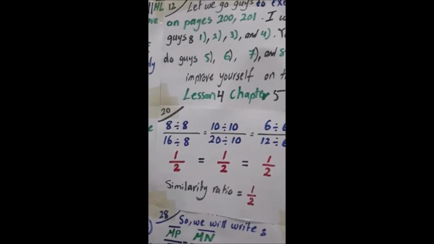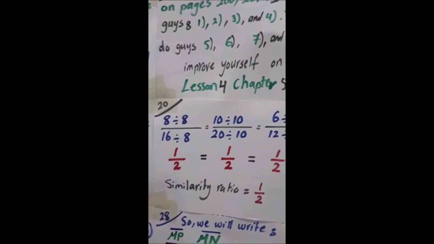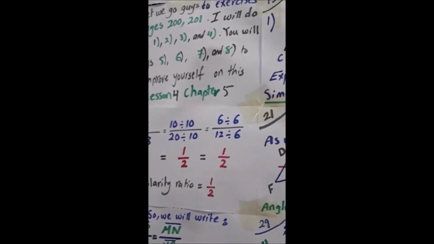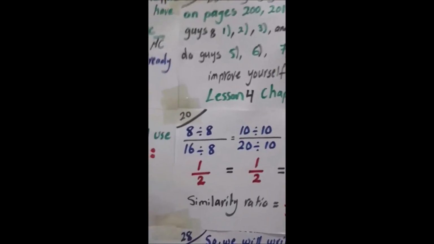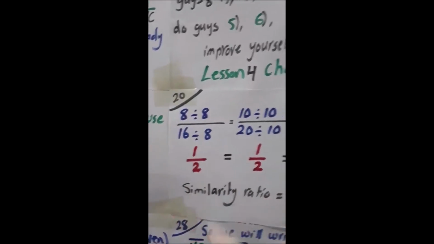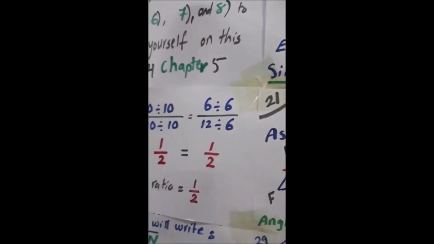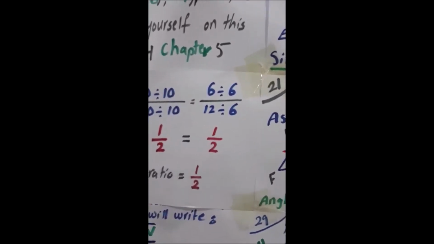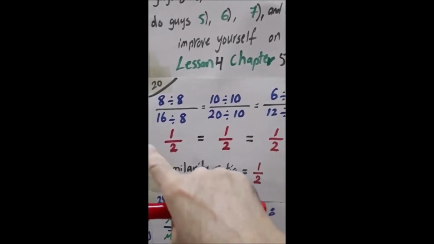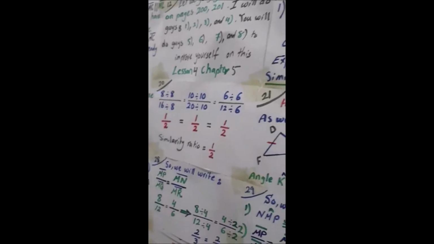Let me continue. So 8 over 16 we can divide by the common factor 8, 10 over 20 divide by 10, and 6 and 12 divide by 6. So what we will have: 8 divided by 8 equal to 1, 16 divided by 8, 2. 10 divided by 10, 1. 20 divided by 10, 2. 6 divided by 6, 1. And 12 divided by 6, 2. So as you see, the similarity ratio is 1 over 2 because all of them are equal 1 over 2.